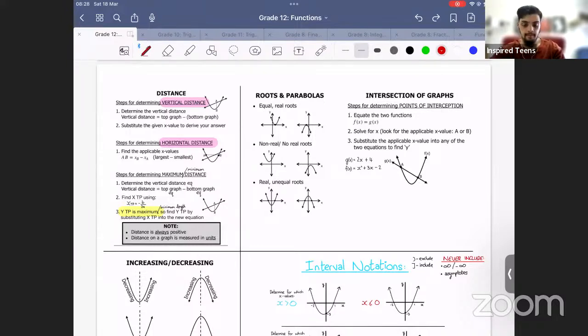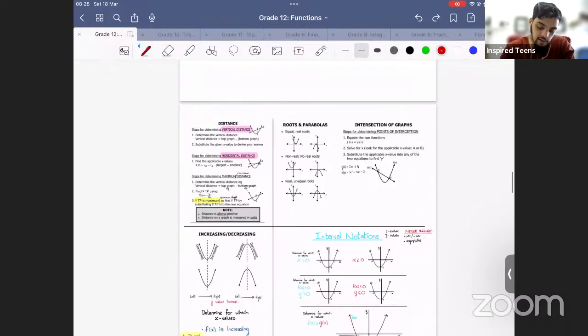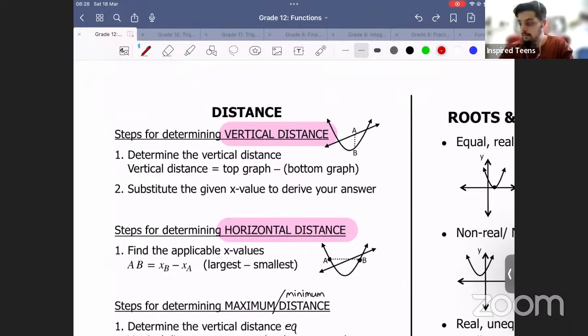Okay, cool. Let's continue. So let's talk about distance in functions. We have steps for determining distance. We have vertical distance and we also have horizontal distance. In functions, when we talk about vertical distance, we talk about the top y value. So we say y top minus the bottom y value, y bottom.